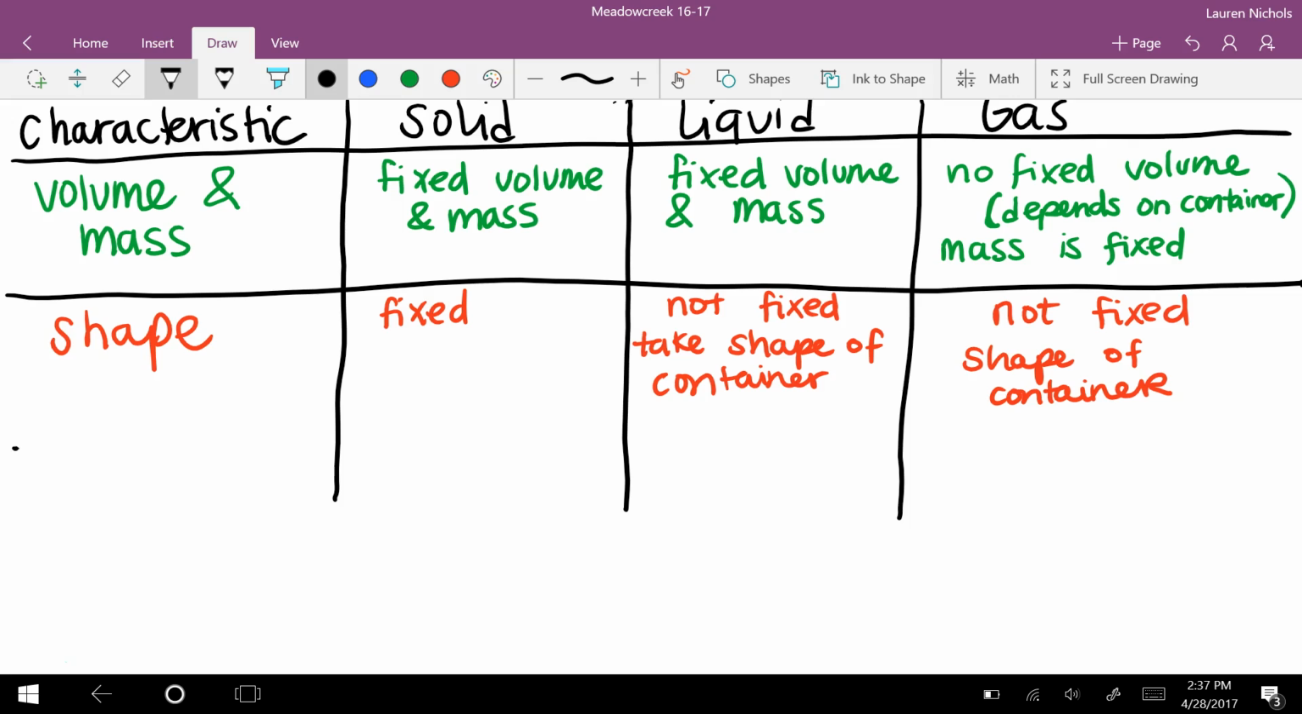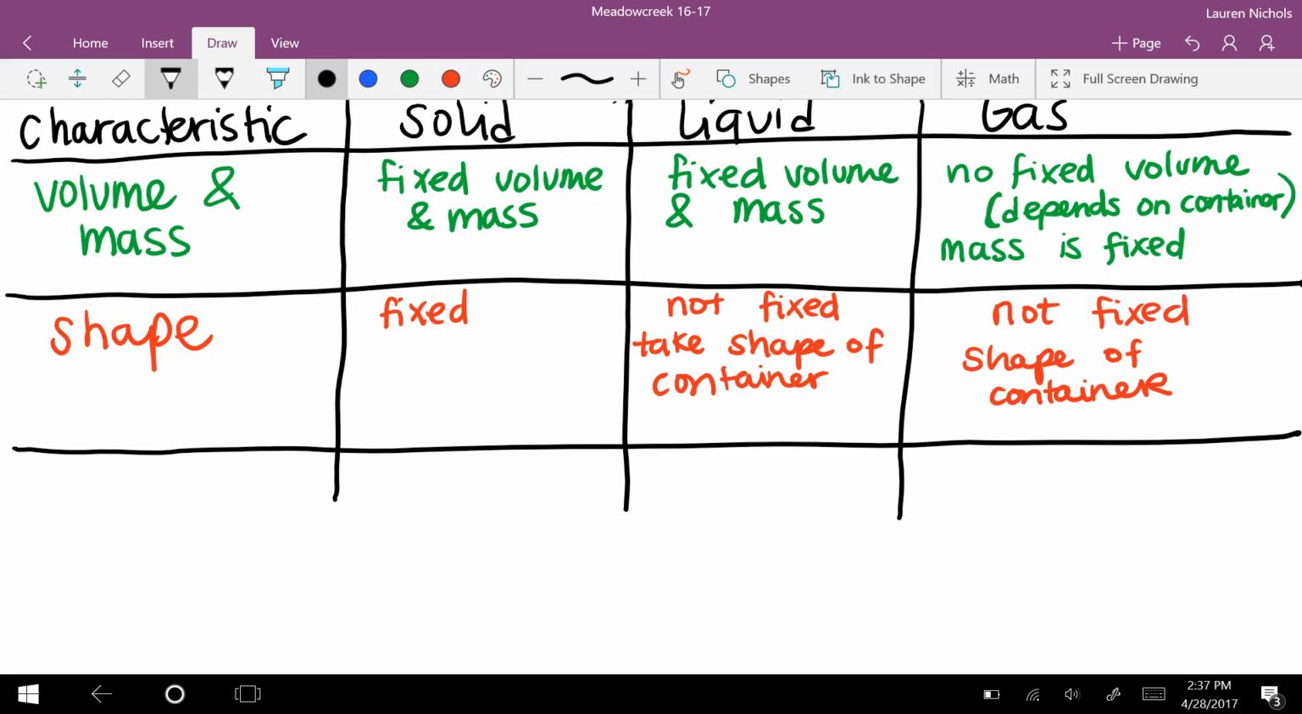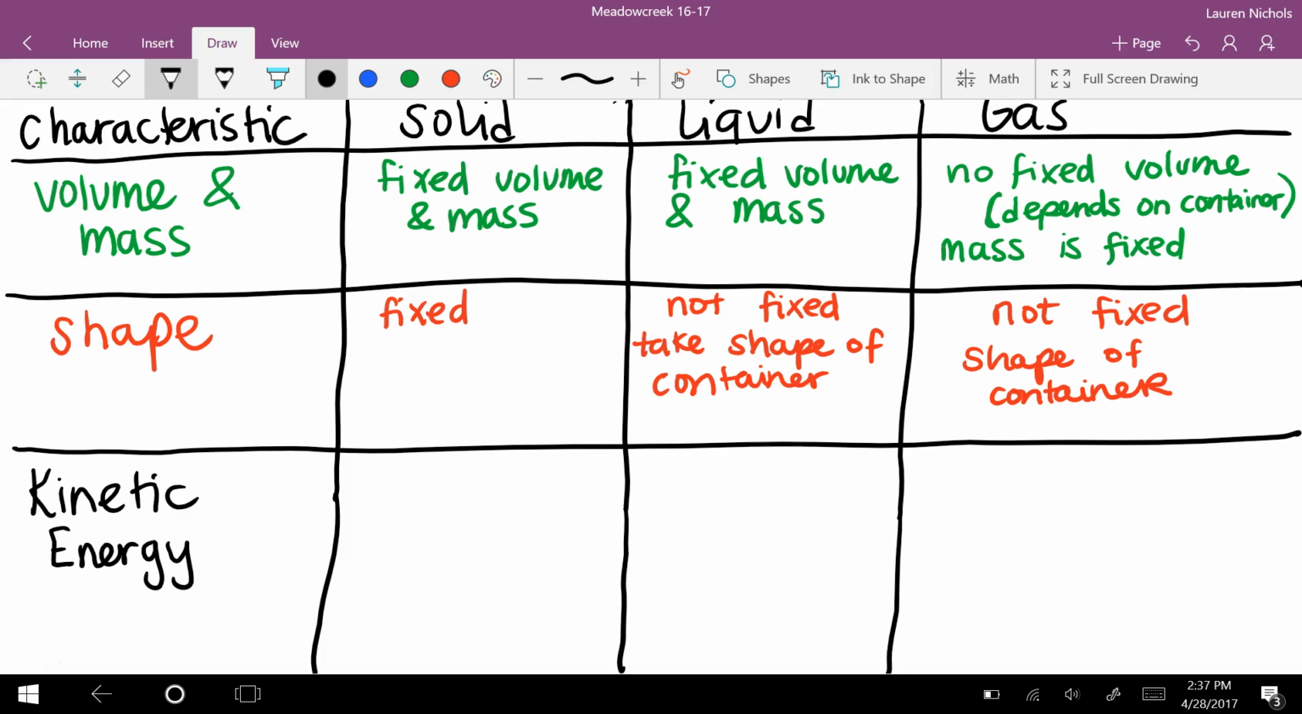Okay. The next thing that we want to talk about, the next characteristic, is the kinetic energy. Now, remember, kinetic energy is talking about movement. It's referring to movement. So when we're talking about kinetic energy, we're talking about which things are going to move fast, which things are going to go slow.